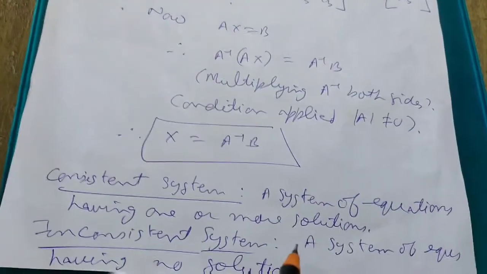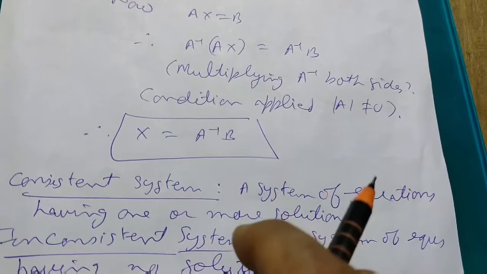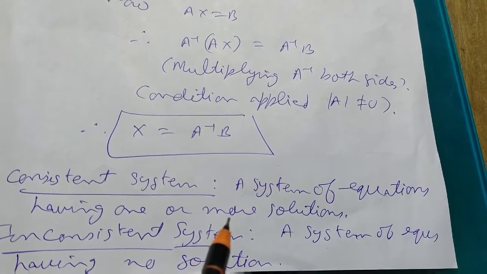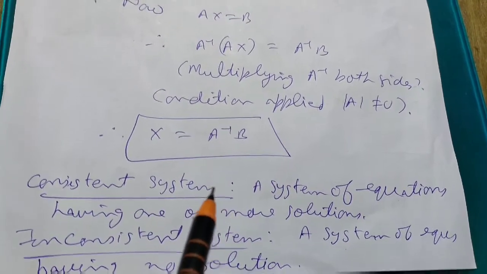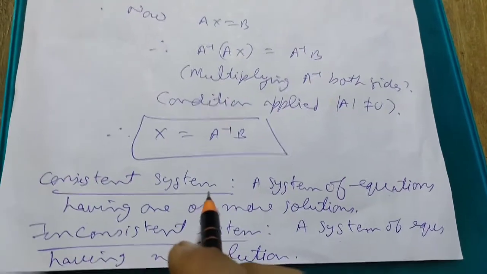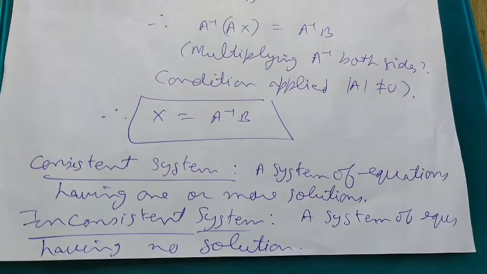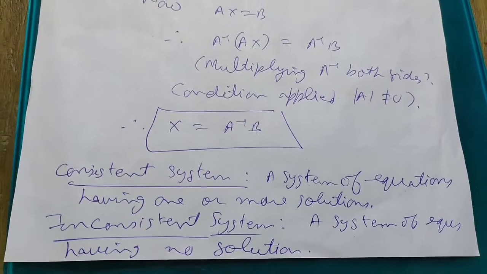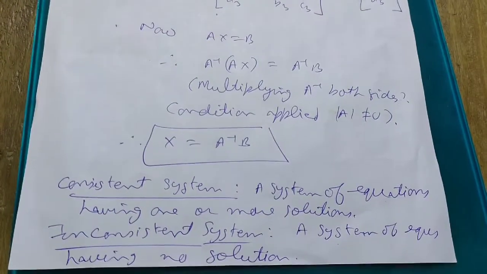Next, we will learn what we mean by a consistent system. A system of equations having one or more solutions is known as a consistent system. That means either there should be a unique solution or infinitely many solutions. Then an inconsistent system: a system of equations having no solution at all is known as an inconsistent system of equations.